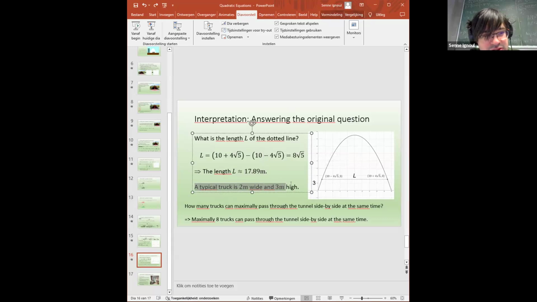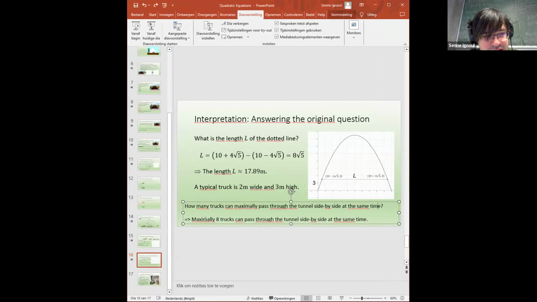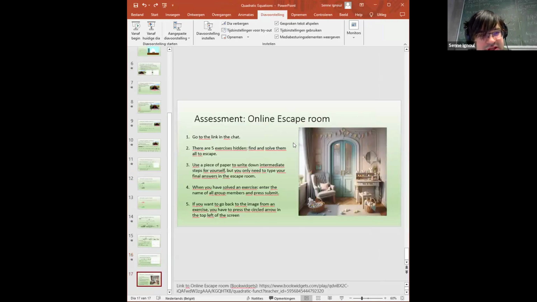Then you know that the truck is 2 meters wide, 3 meters high. And then I will ask this question, which the students can think about using this information, and then the solution is 8, because 8 times 2 is smaller than L, but 9 times 2 is bigger than L. And after that, it's time for the escape room.